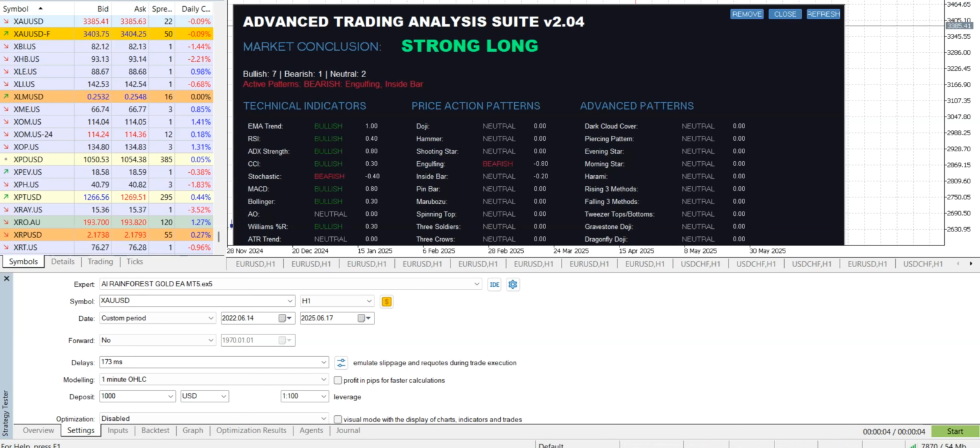I can go on the daily, for example. It is still long, but you have some price action that is bearish. So with this indicator you are going to be able to tell all the technical stuff and very advanced patterns as well, and if they are aligned for a signal to a specific direction, or if they are not, and that is very useful.